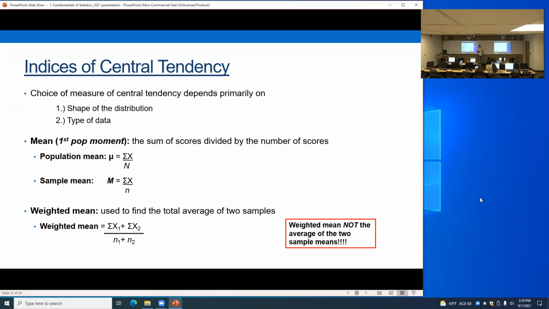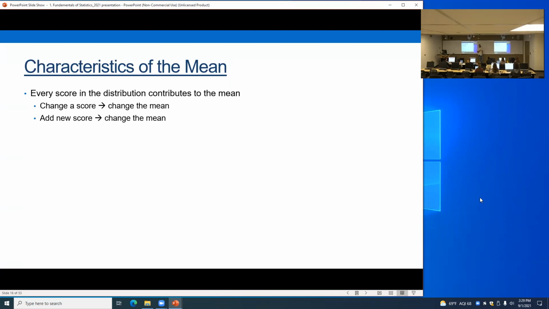Right. Cool. So, characteristics of the mean. What's nice and beautiful, and also the bane of our existence, is that every score in the distribution contributes to the mean. That means every single observation contributes to the calculation of that score. We're using all the information at our disposal to calculate this descriptive statistic.